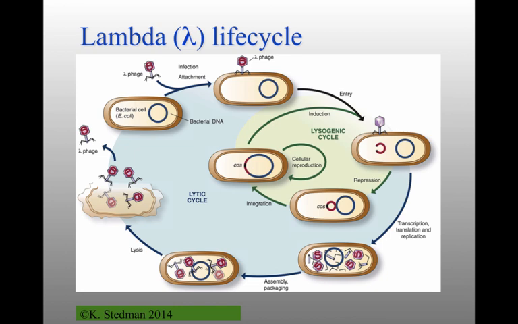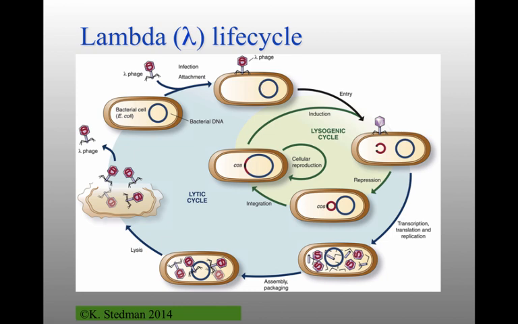So let's talk about a nice example of how you can get positive and negative regulation. This is, in fact, how a lot of this positive and negative regulation was originally discovered through the study of bacteriophage Lambda. So we skipped Lambda when we talked about viruses before, but now we get to talk about it again.